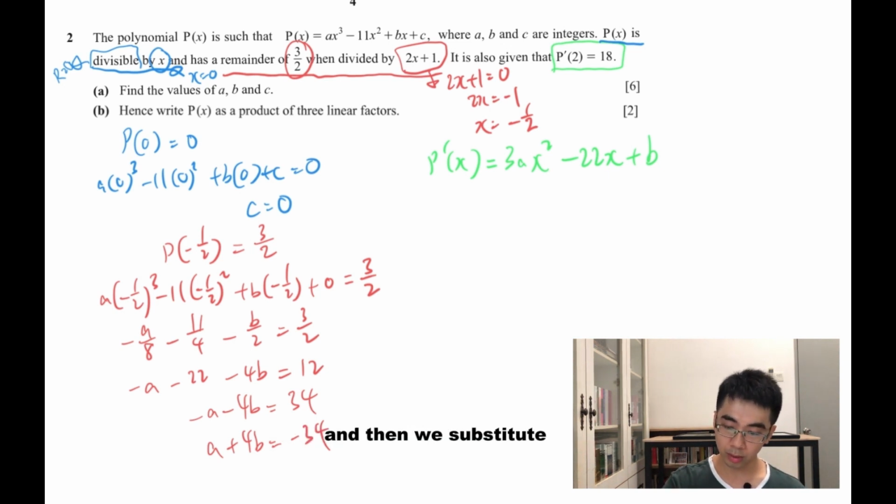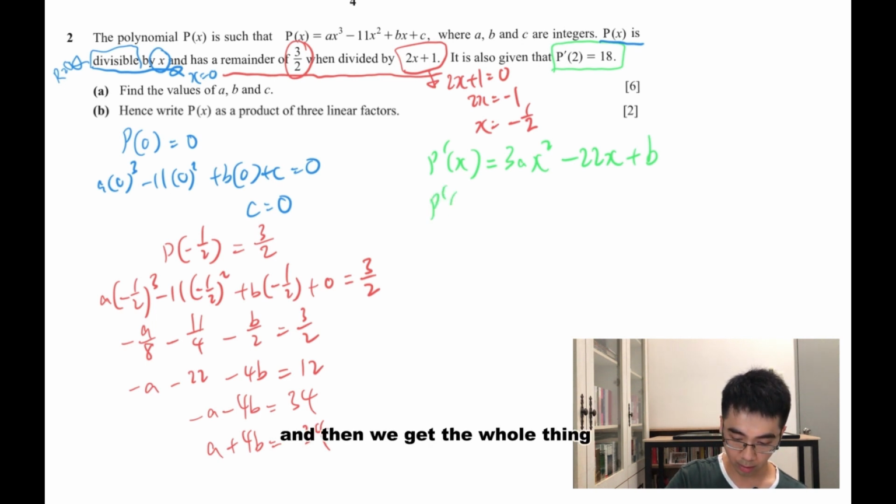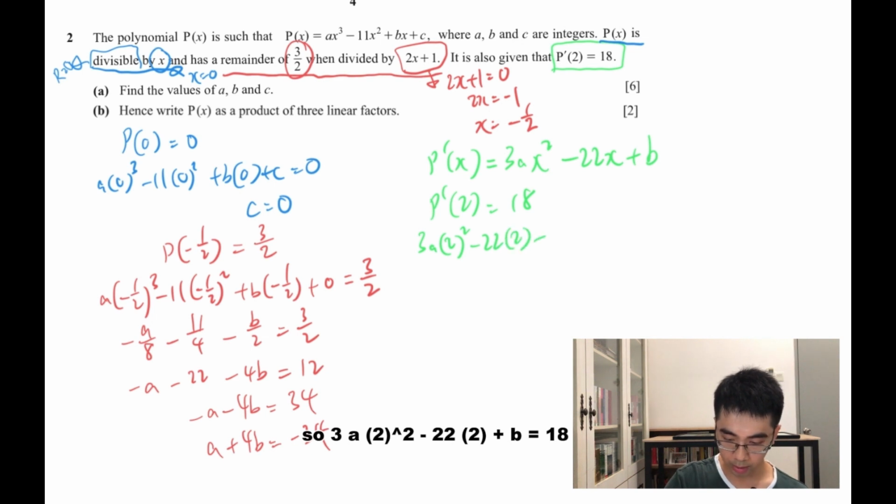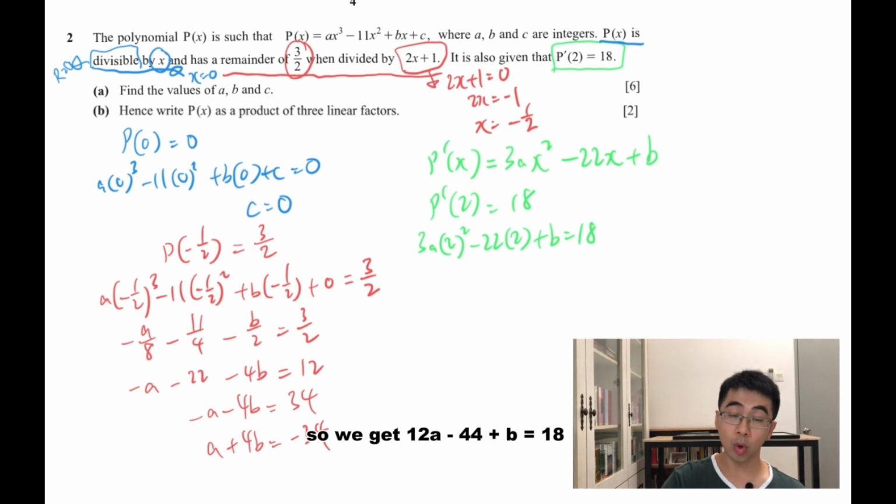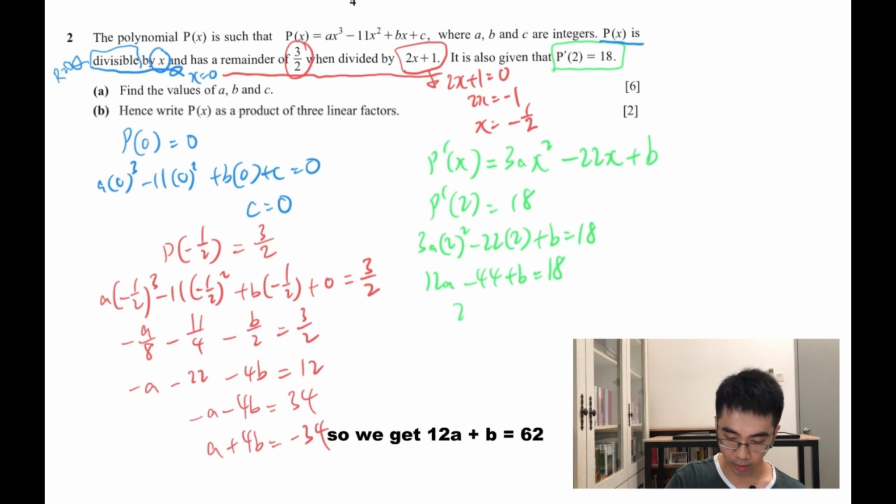And then we substitute x equal to 2 into this one, and we get the whole thing. So 3a times 2 to the power 2, minus 22 times 2, plus b will be equal to 18. So we got 12a minus 44 plus b will be 18. So 12a plus b will be, how many is it? It should be 62, right? Yeah.